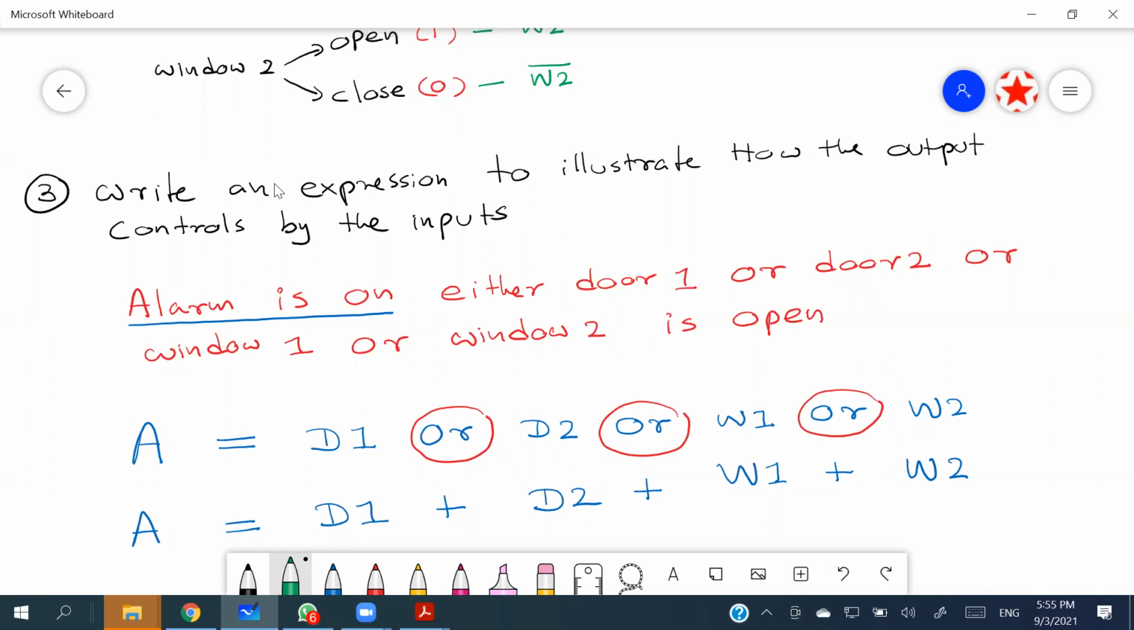So here they are talking about triggering an alarm, or making the state of the alarm on, using the inputs. So we wrote a simple expression using our own words, right? We say the alarm is on if either door 1 or door 2 or window 1 or window 2 is open. Actually, this is going to be opened, right? So the ED should be there.